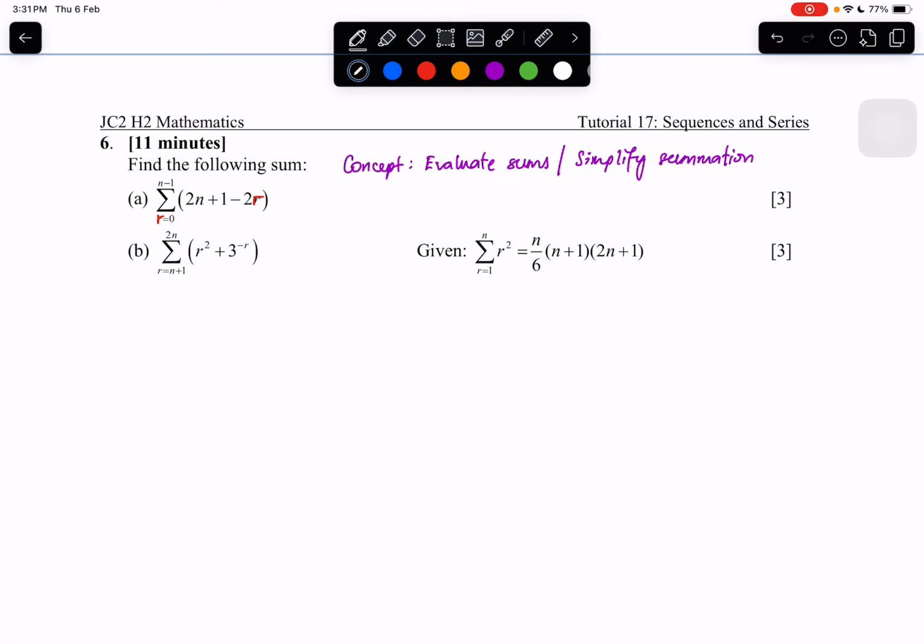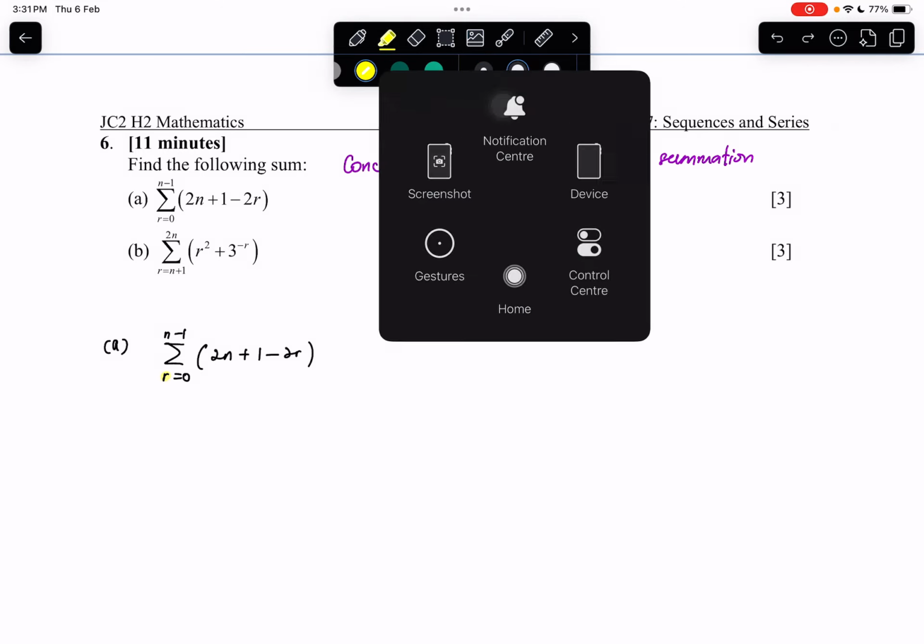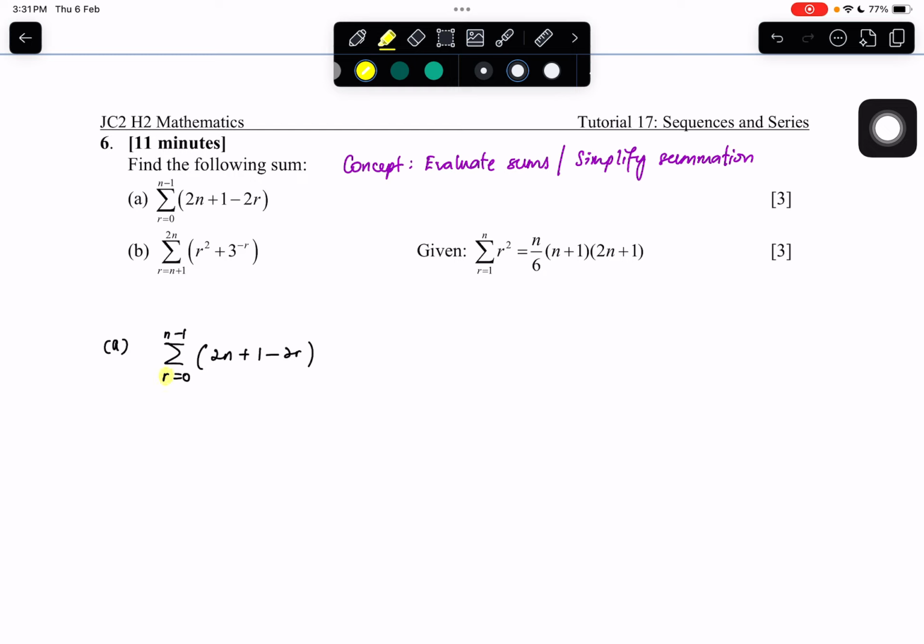Here I will propose two methods. So the first method is, over here, let's take a look at what this is. We're going to sum from r equals 0 to n minus 1 of this 2n plus 1 minus 2r. Let me quickly highlight my r. This is my variable that I will need to take care of later.